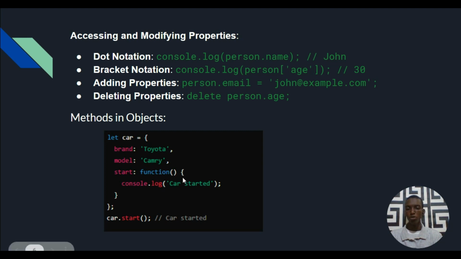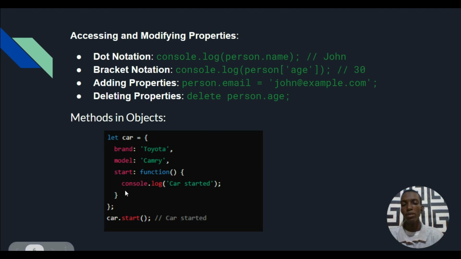Now I'm saying function, then console.log of car started. Then outside I'm saying car.start. What is going to happen? It's going to show me car started. Why? Because I activated that start function. Imagine I didn't put the brackets at the front, nothing will happen. But because I'm putting the brackets, indicating that I'm activating that start function, that's why it is actually starting.